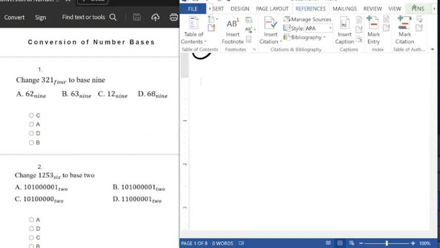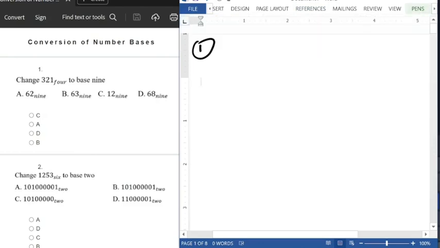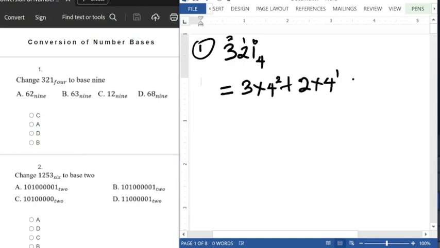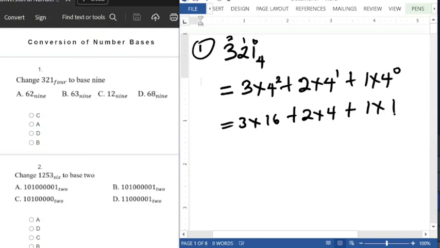The first question is: change 321 base 4 to base 9. The first thing is for us to change this to base 10. So this is positions 0, 1, 2. This is going to go 3 times 4 raised to 2, plus 2 times 4 raised to 1, plus 1 times 4 raised to 0. So that is 3 times 4 squared, which is 16, plus 2 times 4, plus 1 times 1.